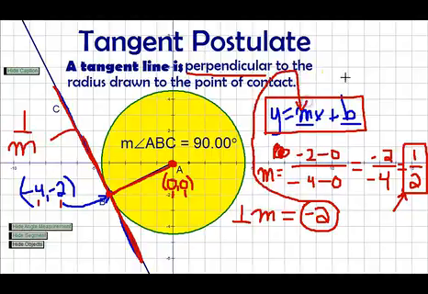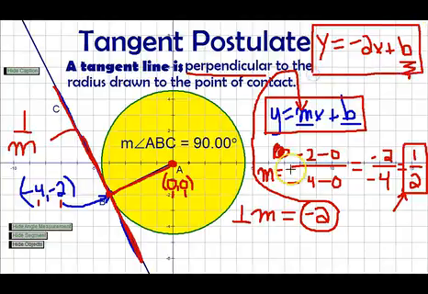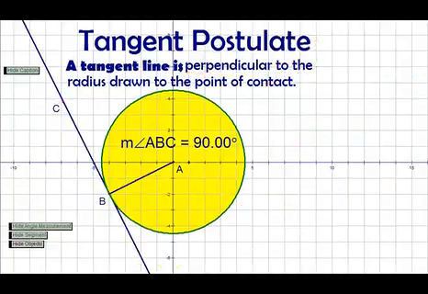So I take that -2, wonderful, and I plug it in right there. Boom. So that means I have y equals -2x plus b. Sweet. All I need now is the b. I hope you write this down, because here's where we are. We are at y equals -2x plus b.